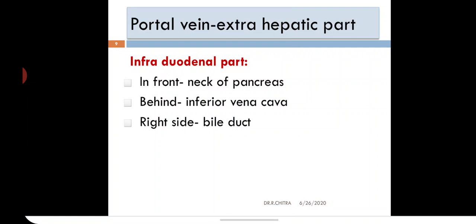Now see the infraduodenal part. What will be in front? The neck of the pancreas. For the entire posterior relation of the portal vein, you should remember the inferior vena cava. In the last class, we saw that the entire posterior relation of the bile duct is the portal vein. The entire posterior relation of the portal vein is the inferior vena cava. On the right side is the bile duct.